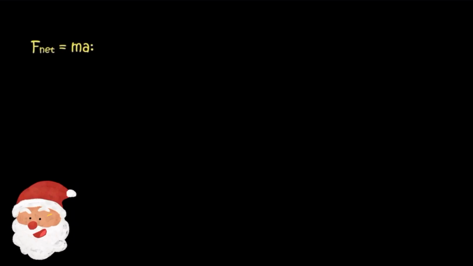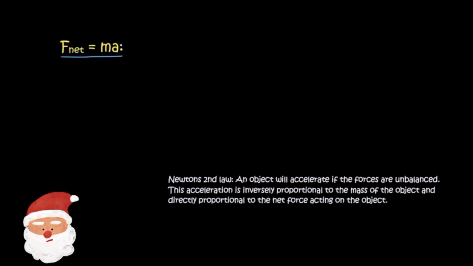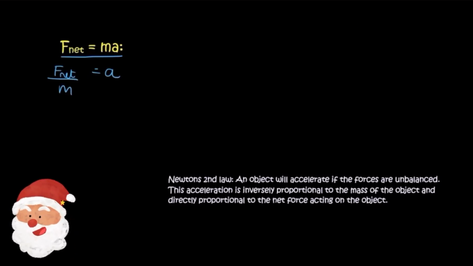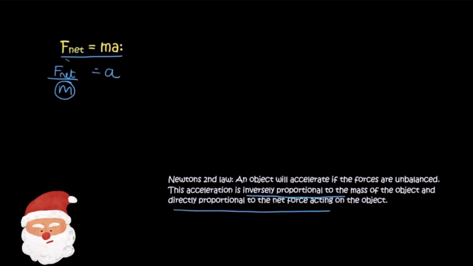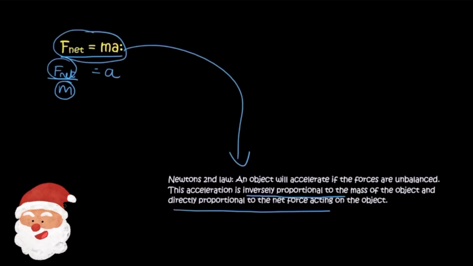In the previous lesson, we looked at the definition of Newton's second law, and here it is again. I'm quickly going to take this expression and get a by itself. So what you would end up with is a equals F net over mass. It says here that the acceleration of an object is inversely proportional to the mass, which is why the mass is at the bottom, and directly proportional to the net force, which is why the net force is at the top. So this formula is all of that in a mathematical expression, so you can actually use it in a calculation.